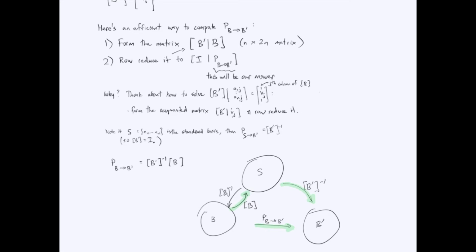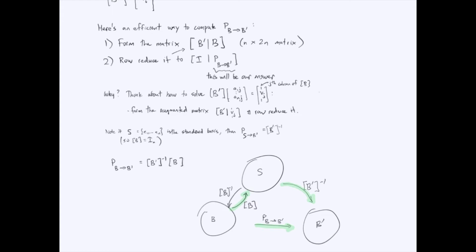So here's a way to compute this change of basis matrix P of B to B primed. Form the matrix B primed followed by B. You can leave this vertical sign off if you want. So this is going to be an n by 2n matrix because each of these matrices B prime and B is n by n. So this augmented matrix in some sense has n rows still, and 2n columns. This has n columns and this has n columns.